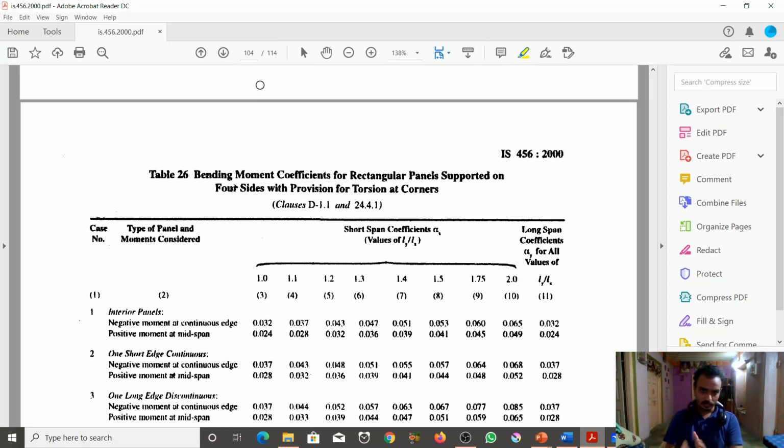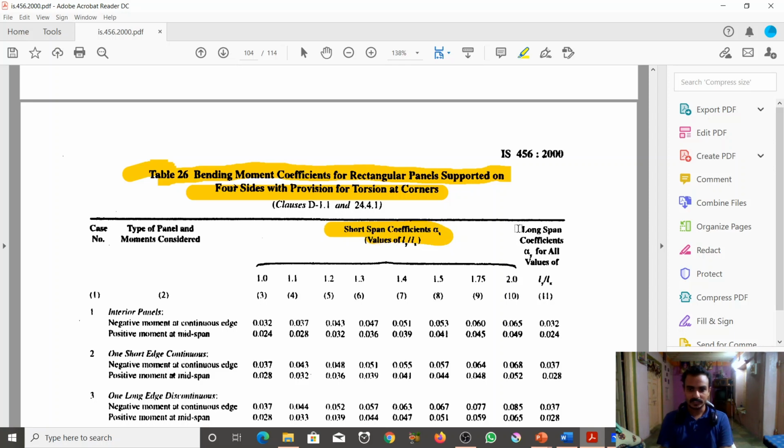Page number 91, table 26. Bending moment coefficient for the rectangular panel supported on the four sides with a provision for torsion at corners. So these are the bending moment coefficients for the two-way slab. First we need the shortest span coefficient, and this is the longest span coefficient.